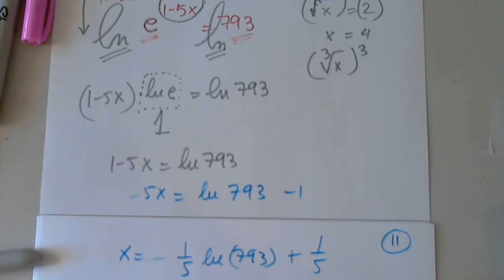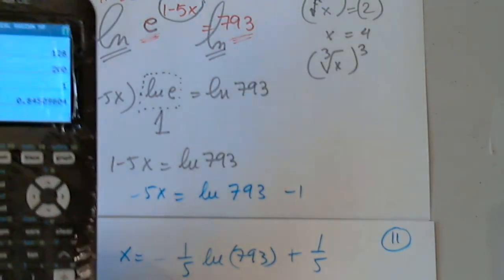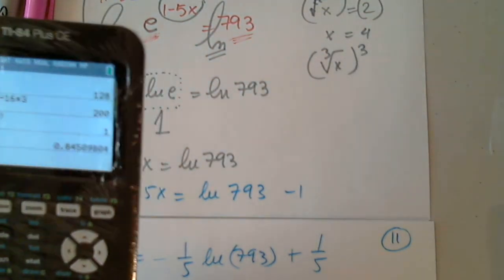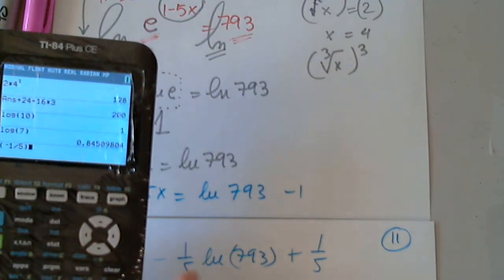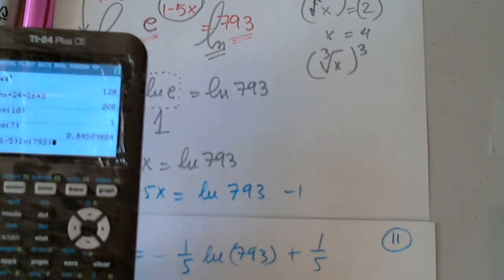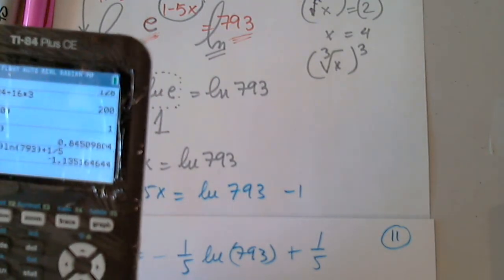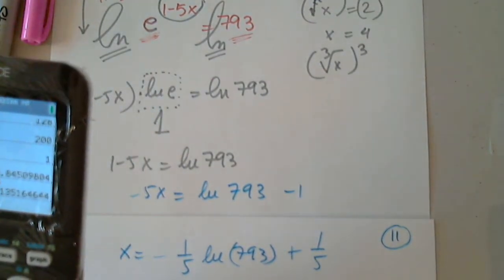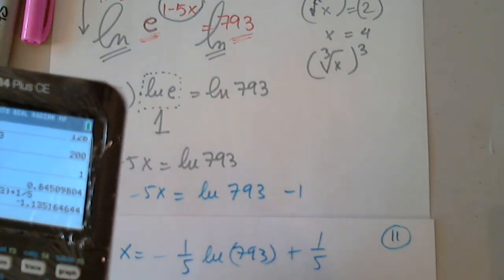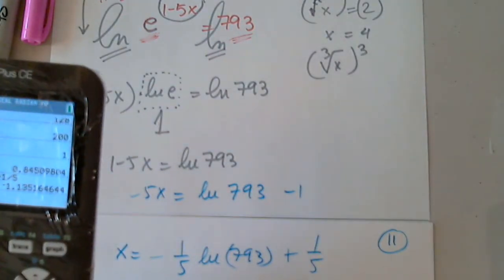If you want to approximate, yes, we can. You may say, I want to approximate because I want to check my answer. Fine. So be careful how you put this in. I would recommend putting it in parentheses. Parenthesis negative 1 divided by 5 and close the parenthesis. And then put natural log of 793, close the parenthesis, and then plus 1 divided by 5. And press enter. So I got approximately negative 1.13516.